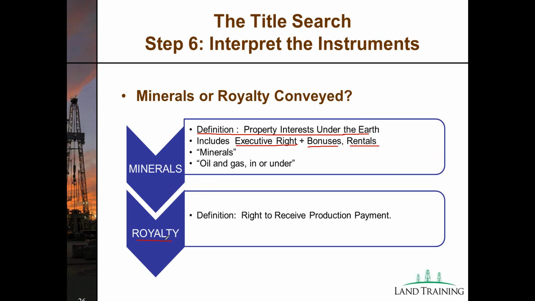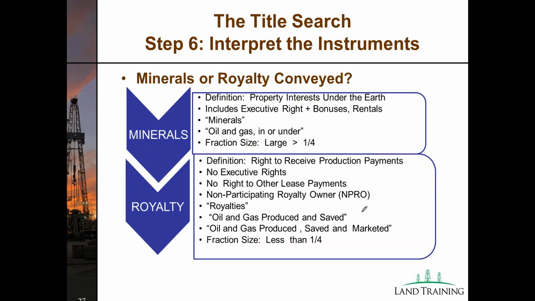A royalty owner does not have that. This is someone that owns only a royalty interest, who does not own the minerals, only the right to a royalty. So when the oil and gas company drills and they start paying royalty, this person's either going to get all the royalty payment, or they're going to get half, or they're going to get a percentage of the royalty payment. So its definition is a right to receive a production payment.